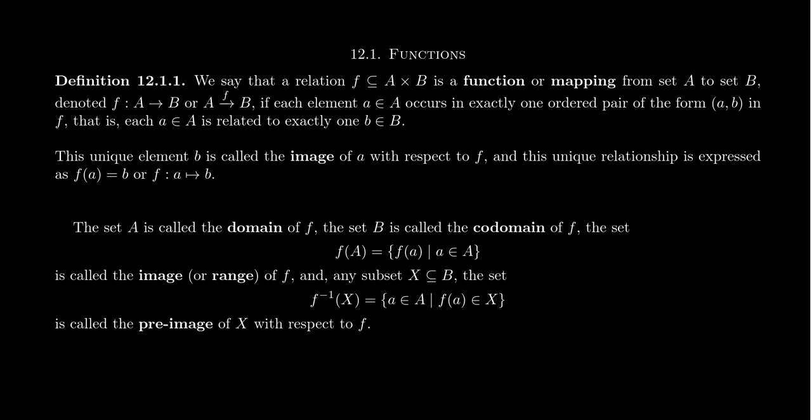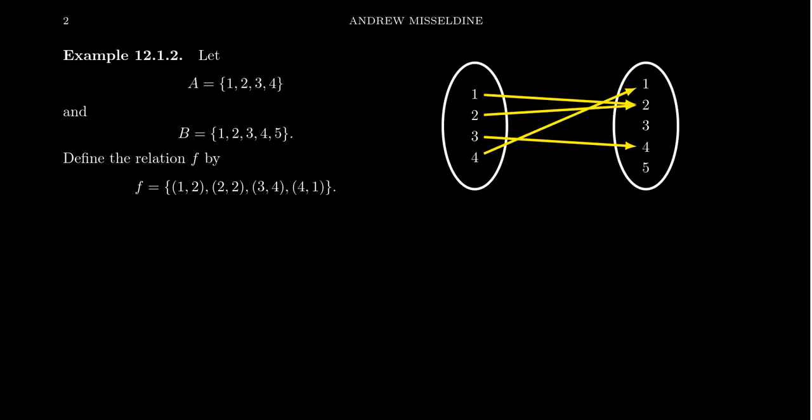So that given any subset of the domain, we can talk about its image, and given any subset of the codomain, we can also talk about its pre-image. So let's look at some examples to understand this better. Let's take as our domain something very simple: A equals the set {1, 2, 3, 4}. So our domain only contains four elements.